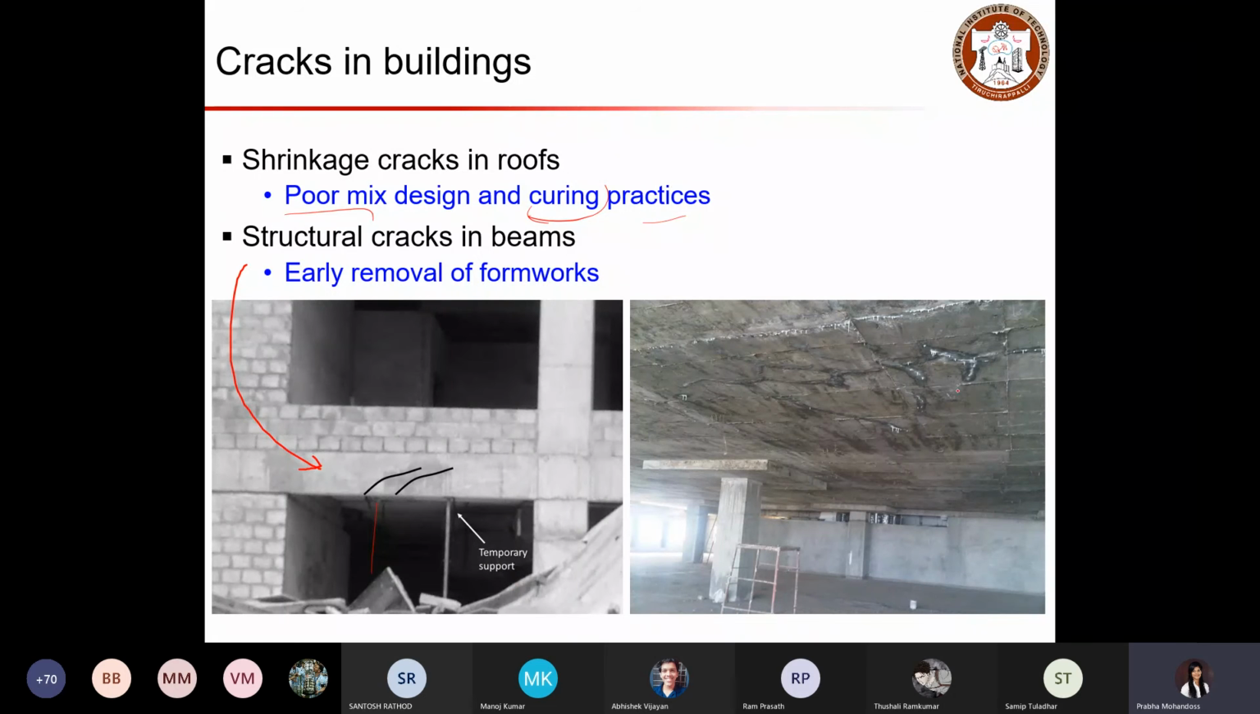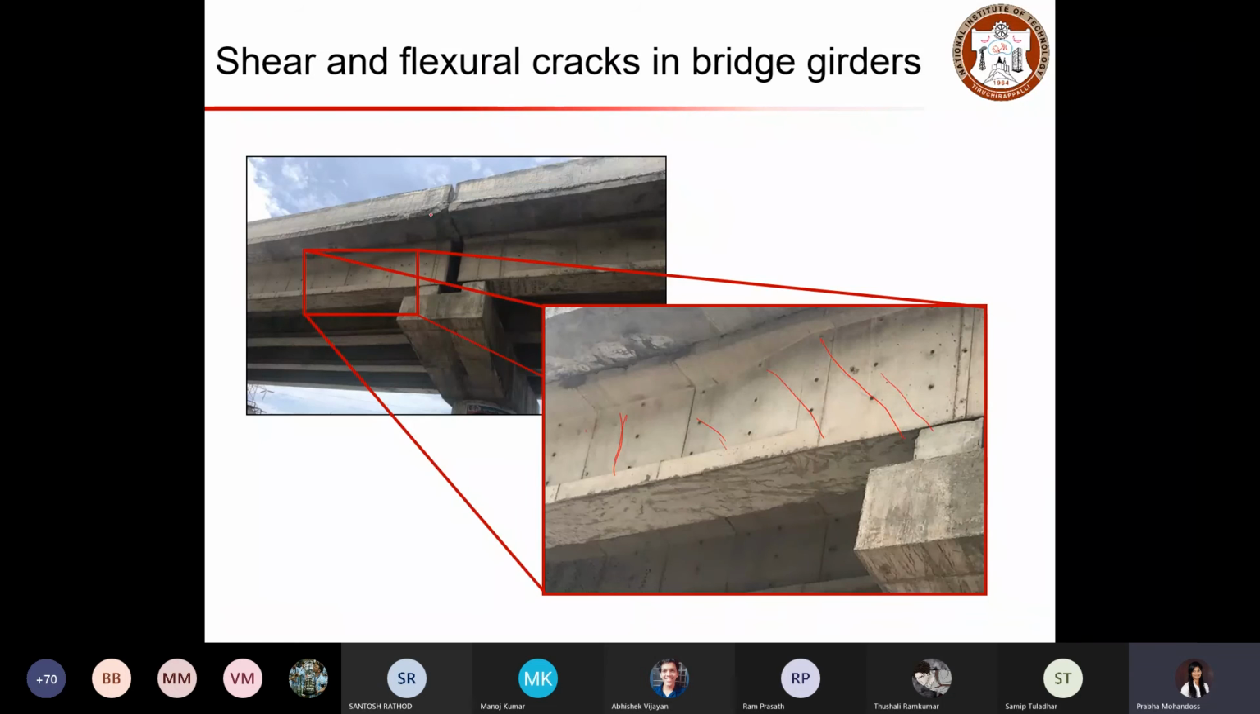And then here is an example of shrinkage cracks, which is due to the usage of poor mix design and curing practices. And this is another very common example, where you can see such shear and flexural cracks that we are talking about, in bridge girders, especially at the ends. You can see a lot of cracks.